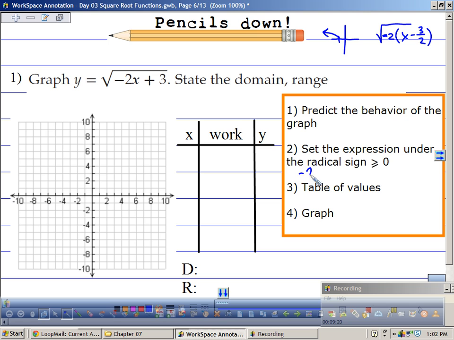So -2x plus 3 has to be greater than or equal to 0. Let's discuss that. Why does this have to be greater than or equal to 0? Because you don't want a square root less than 0. Why? Then you get imaginary numbers, right? So when I set that greater than or equal to 0, what does x become? -3/2.